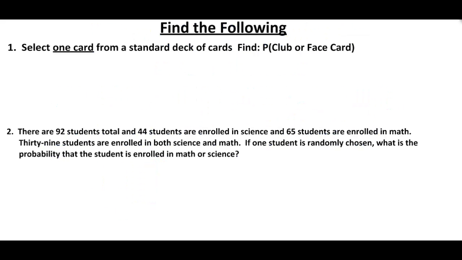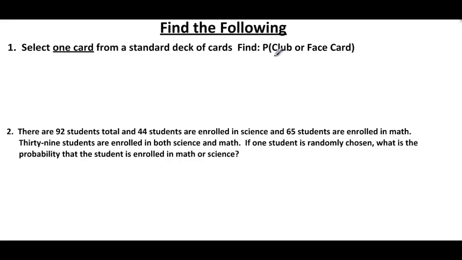So we're going to go through 5 examples of how to use this formula. It says, please select one card. And you have to know that when we're talking about unions, we're doing one thing at a time. So please select one card from a standard deck of cards. Remember that has 52.